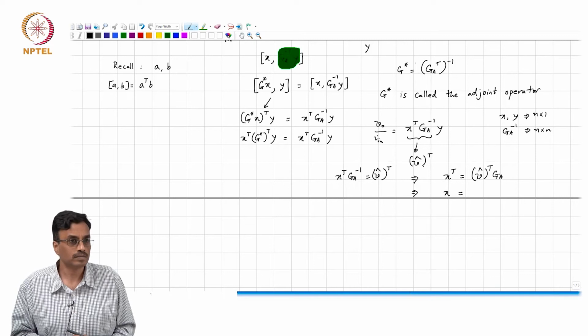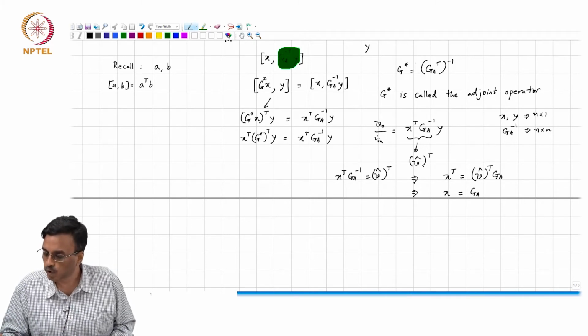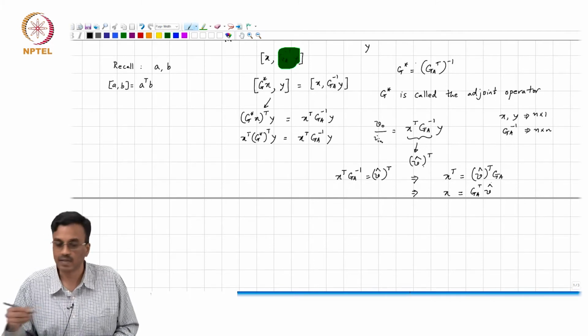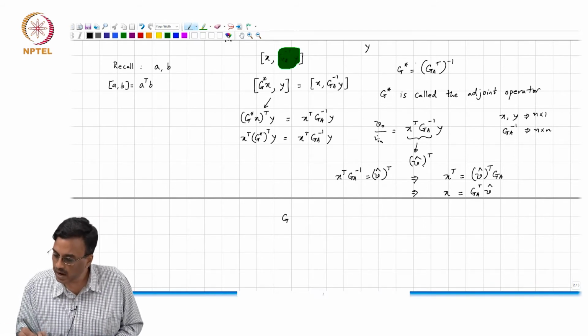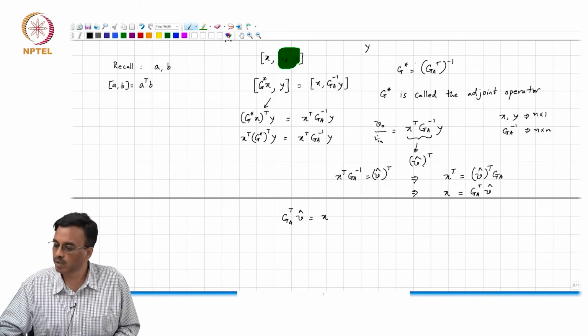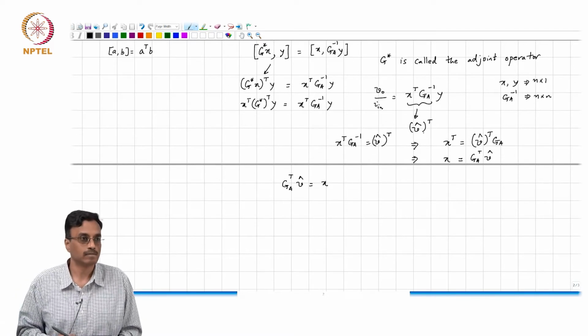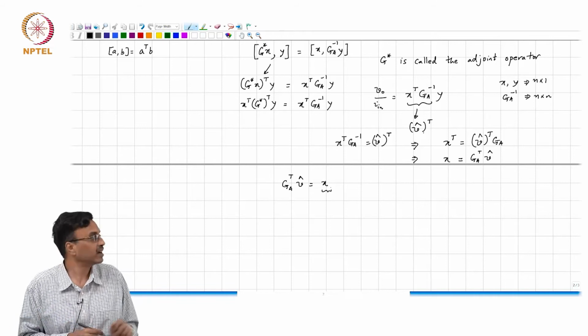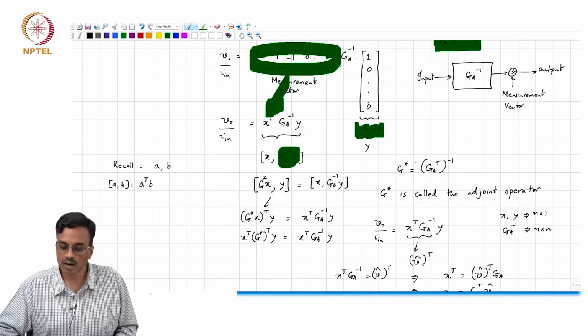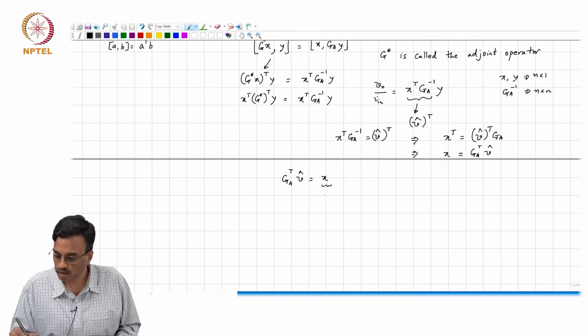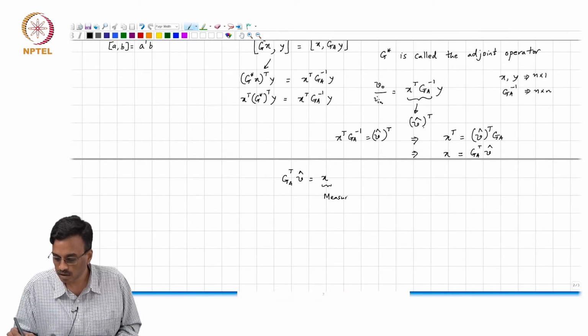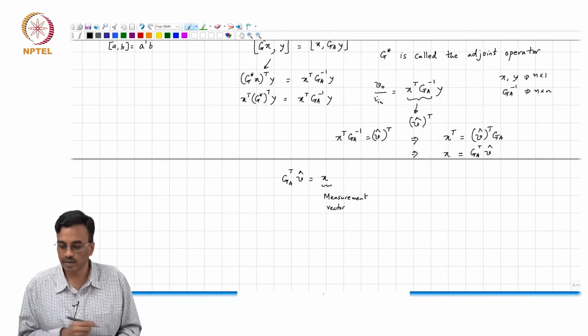and therefore, X must be equal to GA transpose times V hat, correct? Or in other words, GA transpose times V hat equals X. And remember, what is X? What did it denote in our, this is the measurement vector. That was the name we gave to X.